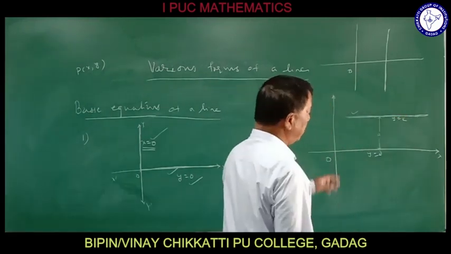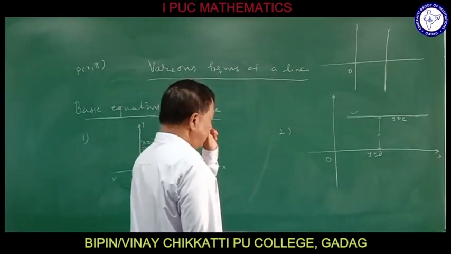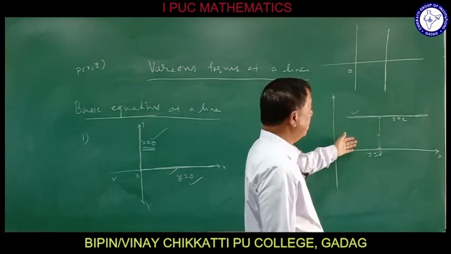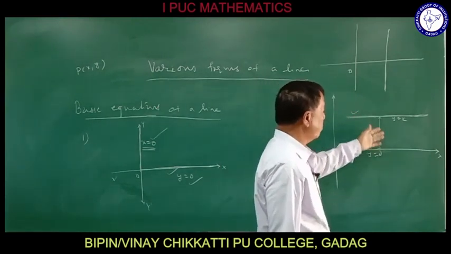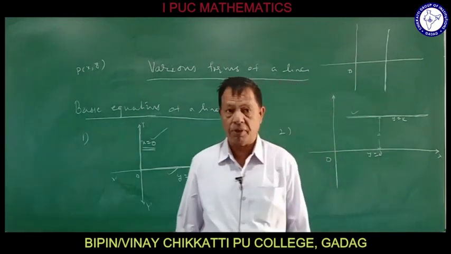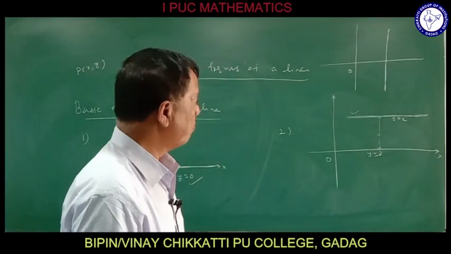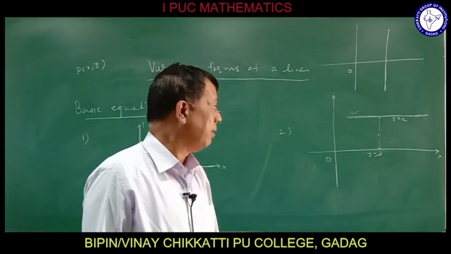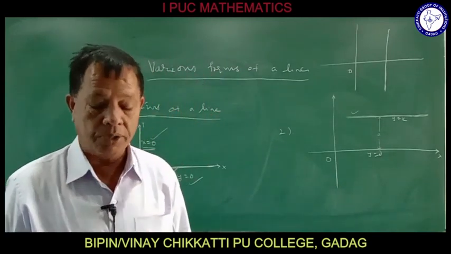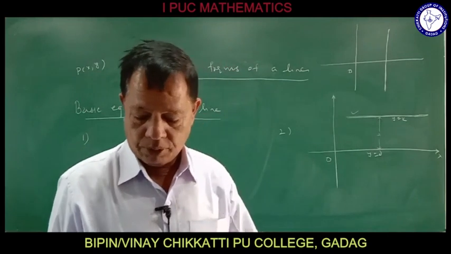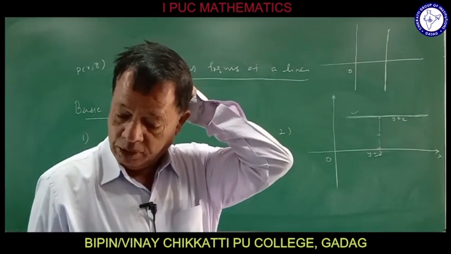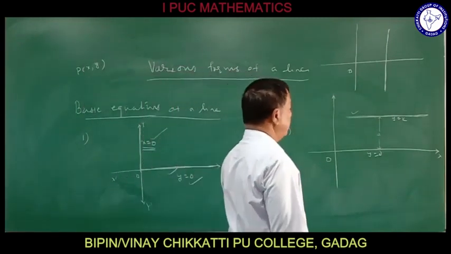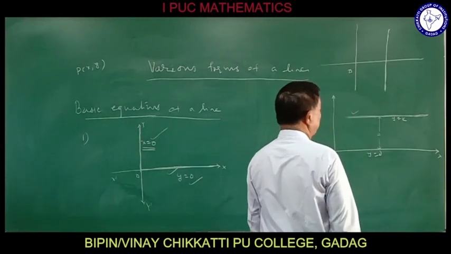So the equation of the horizontal line is determined by how much distance it is from the x-axis, that is k. So y equal to k is the equation of the horizontal line, that means parallel to the x-axis. Sometimes a may be positive or negative, and that all depends on the position here.